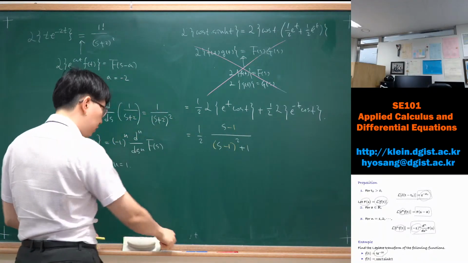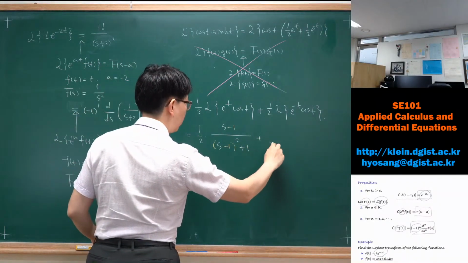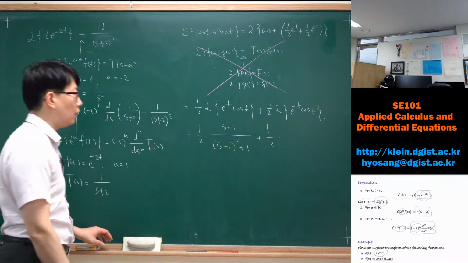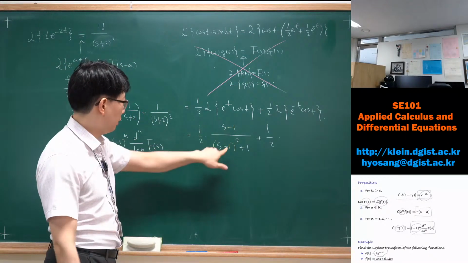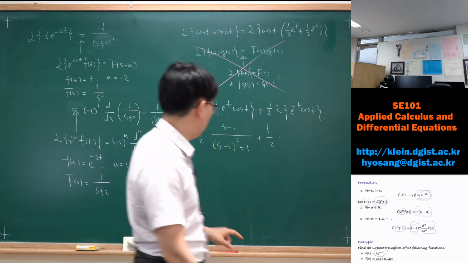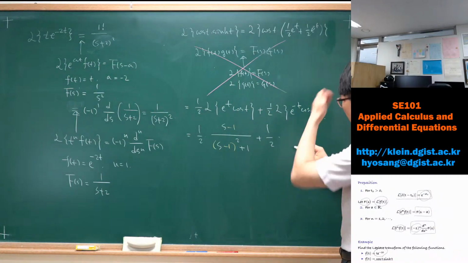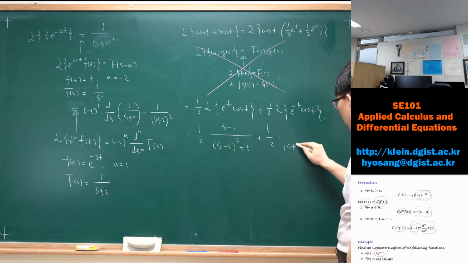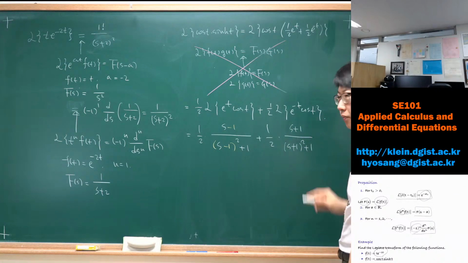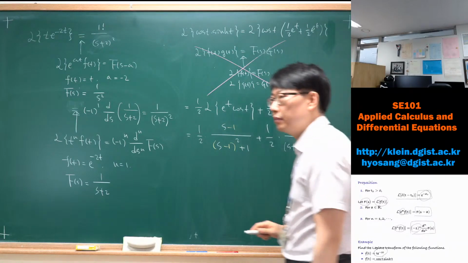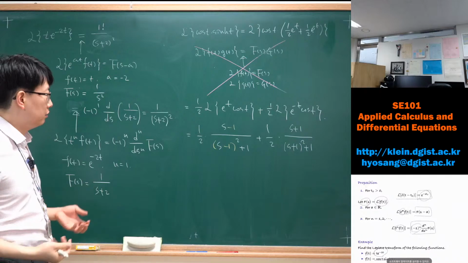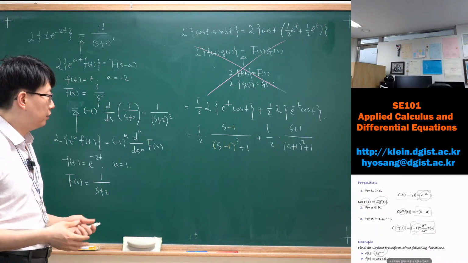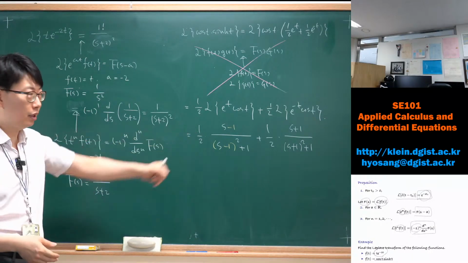Okay, so that's the first. And second, we have 1/2, and we have a negative 1 instead of plus 1. So everything is the same except I replaced negative 1 with 1. So we have s plus 1 squared plus 1 and s plus 1. Okay. So you can combine these two if you want, but this is the result.